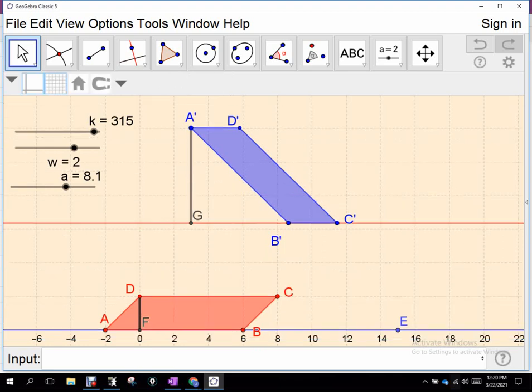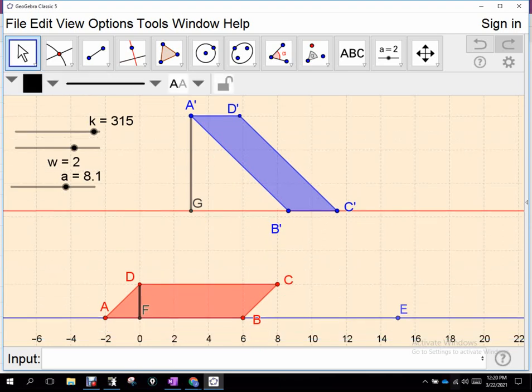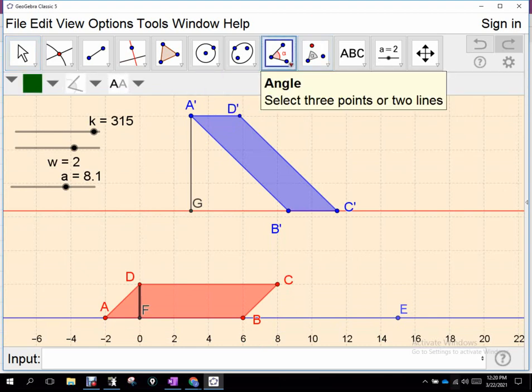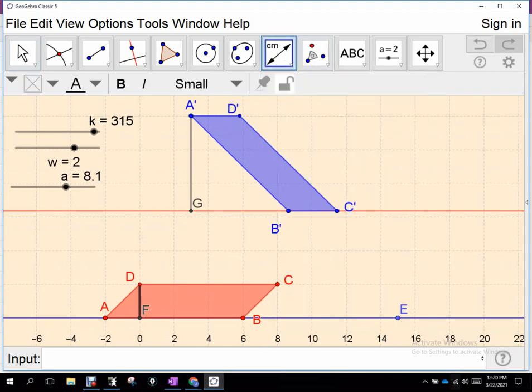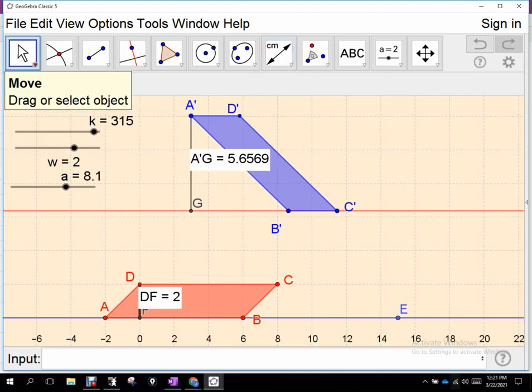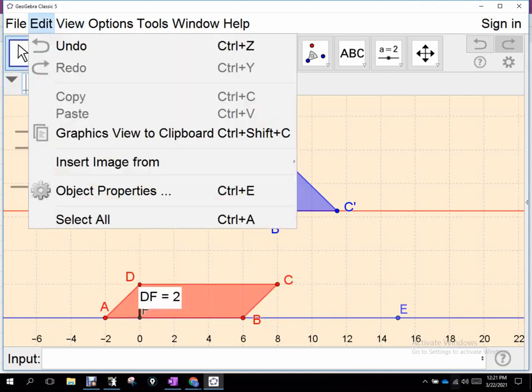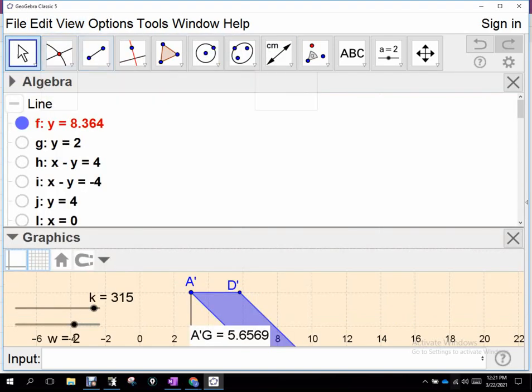Would you guys agree that A prime to G is probably bigger than that distance right there? Okay, so I'm going to find that value. So A prime to G is that distance right there, and D to F is that distance there. They are two completely different values. Everybody okay with that?